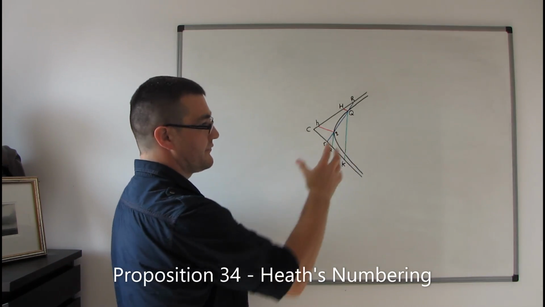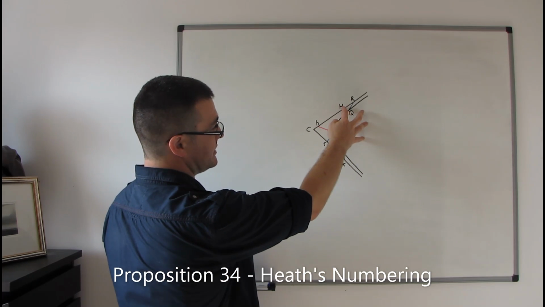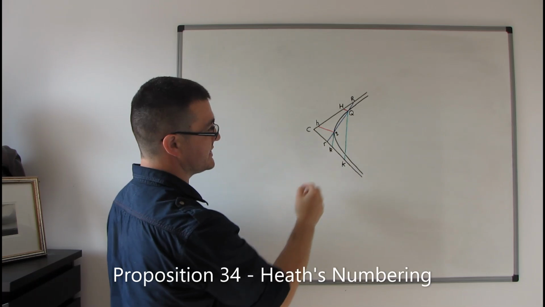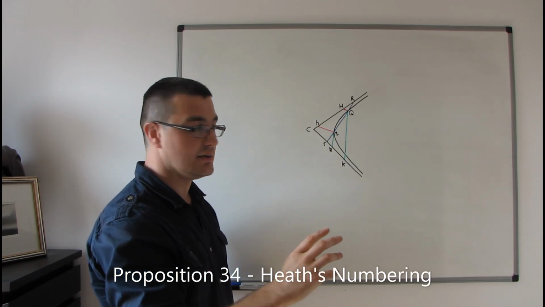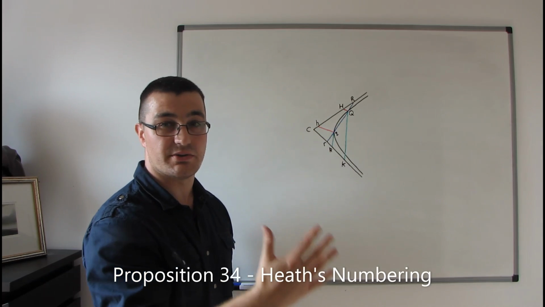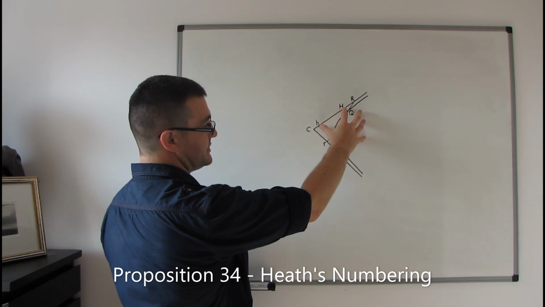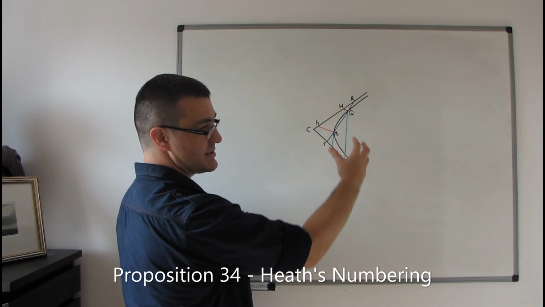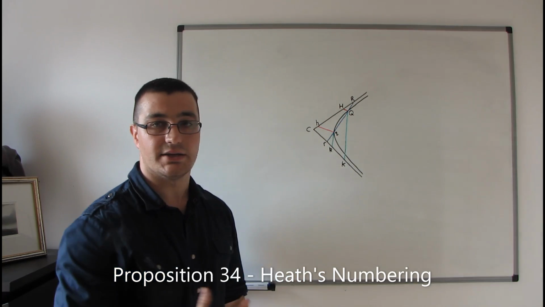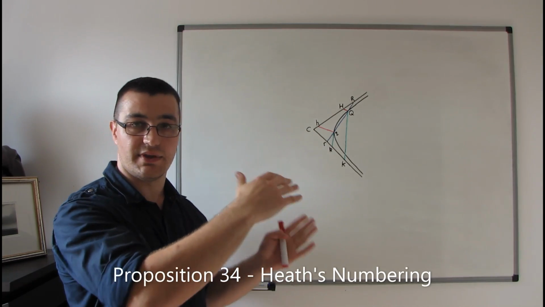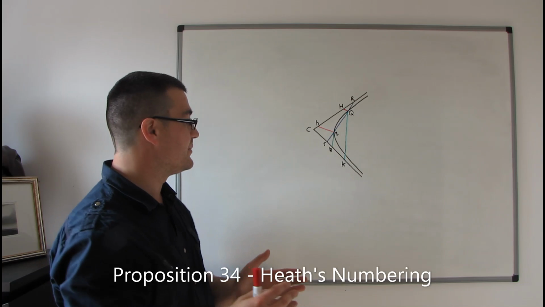And then from any two points on one of the asymptotes, so uppercase H and lowercase h here, we're going to draw two parallel lines, making any angle whatsoever with the asymptote, such that they intersect the hyperbola at the points uppercase Q and lowercase q. So it doesn't matter what angle they make with the asymptote, as long as the two lines are parallel and they intersect the hyperbola.